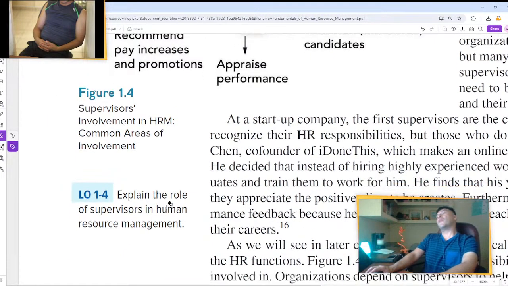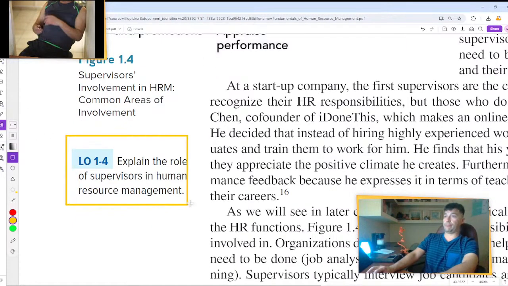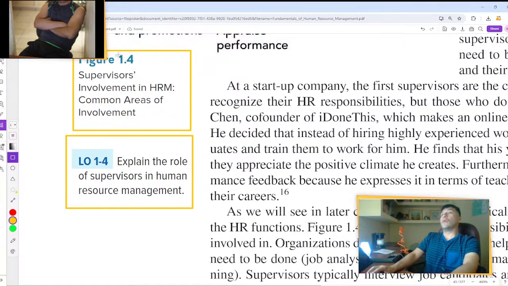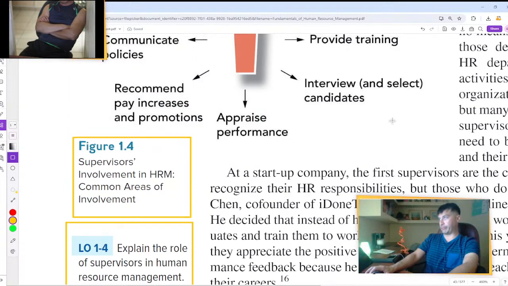Explain the role of supervisors in human resource management. So it's all about the supervisors and their responsibilities in human resource management. Here we have a picture with the supervisor's involvement in human resource management, the common areas of involvement where they work.